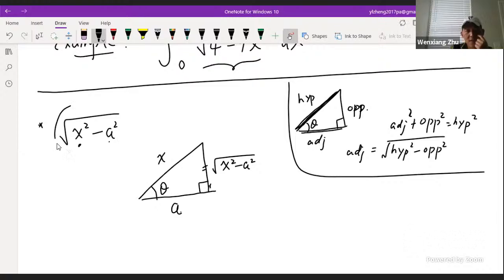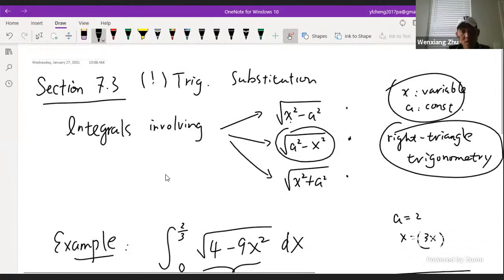See, that's what we want to have. We have this term. Also I forgot to mention, the purpose for doing the trig substitution is we want to get rid of the square root. Nobody wants to deal with the square root.